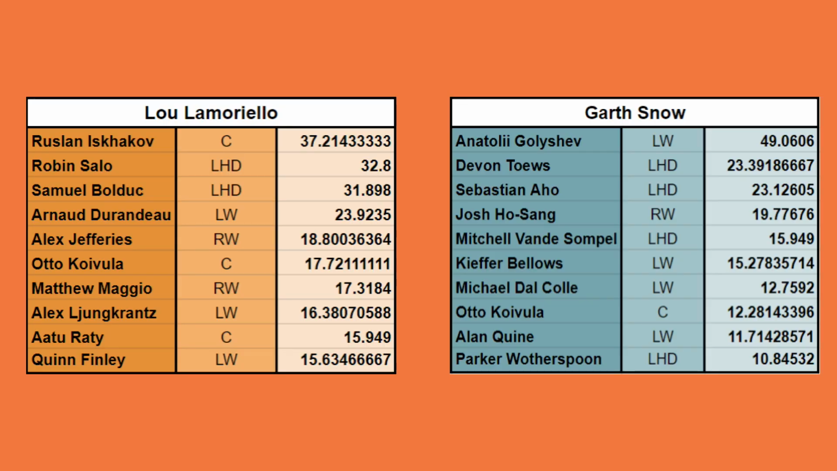So it's not a huge difference, but we're dealing with averages here, right? And you look at Garth Snow's list and you have Parker Witherspoon at the bottom anchoring that with a 10.8 NHLE. And then you have for Lou Lamoriello, Quinn Finley with a 15.6 NHLE. That's the worst one in the top 10, Quinn Finley, a guy who's only 18 years old now. He was drafted as a 17-year-old.